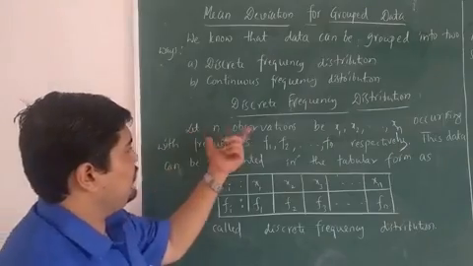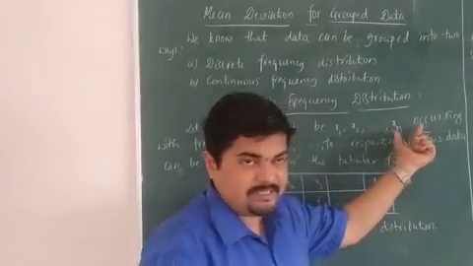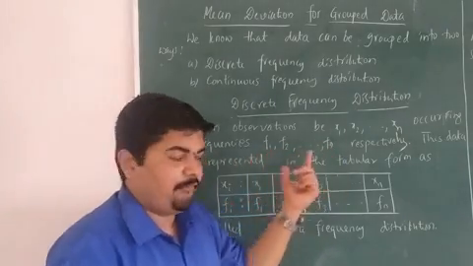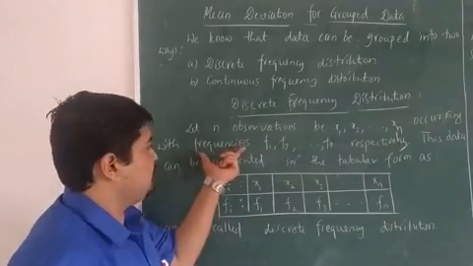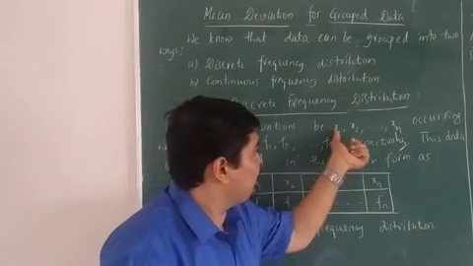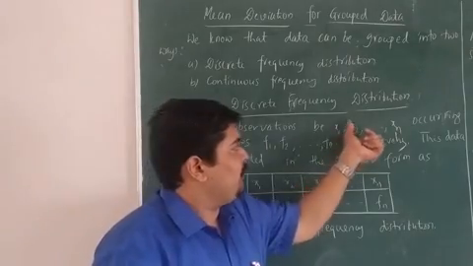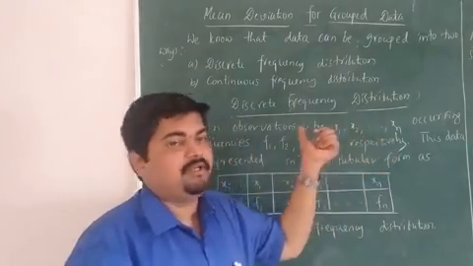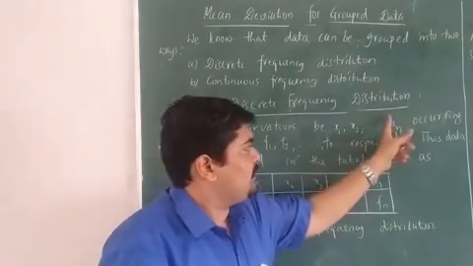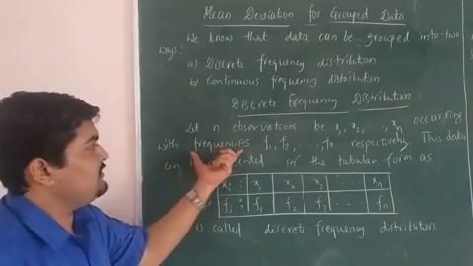Now, let me consider n observations running from x1, x2 and so on up to xn occurring with frequencies f1, f2 and so on up to fn. That means here frequency is nothing but the indication of the number of times the data point x1 is repeated. That is indicated as f1. The number of times the data point x2 is repeated in the statistical data is f2, and so on up to xn, which is repeated fn times. This is the meaning of frequency of the given data points.